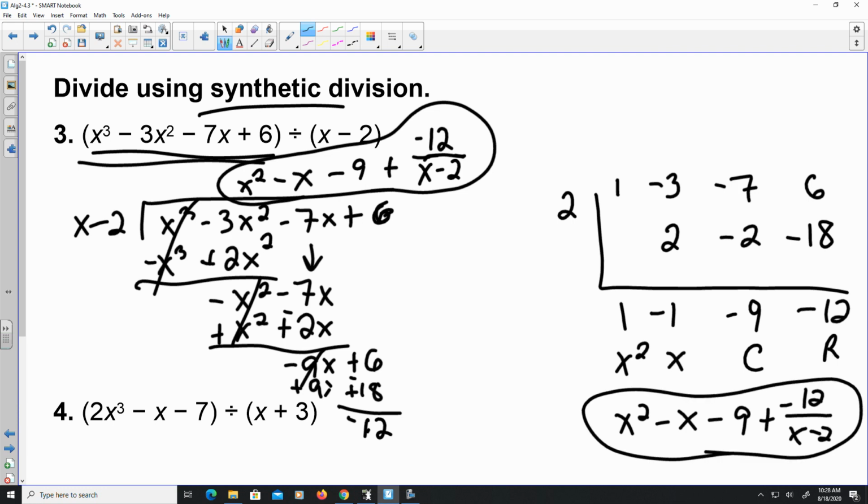And I would have realized that what I did in the long division at the end was incorrect because it would have been different than what it was from the synthetic division. All right, I do find this to be easier, and it's nice when it fits the parameters for the problem.